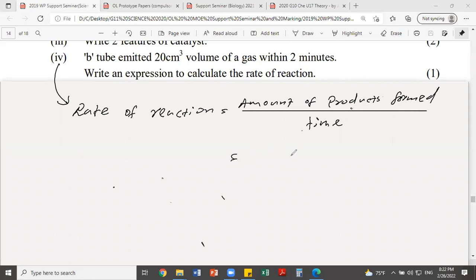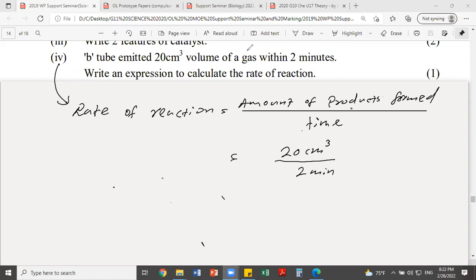How many cubic centimeters are forming here? 20 cubic centimeters of the gas produced. What is the gas here? Oxygen gas is evolved. So 20 cubic centimeters divided by 2 minutes. Is it necessary to convert this into seconds? No need, right? This is not physics, so you don't need to write the answer in SI units.